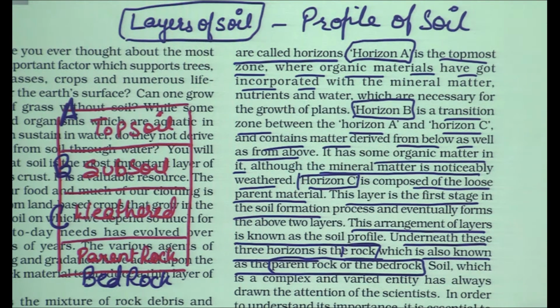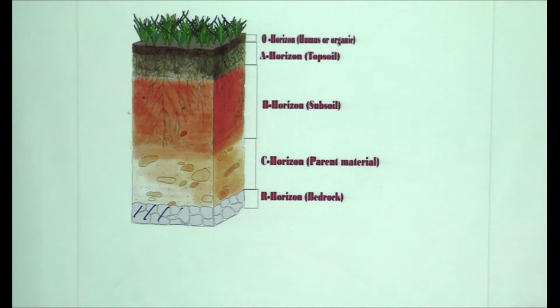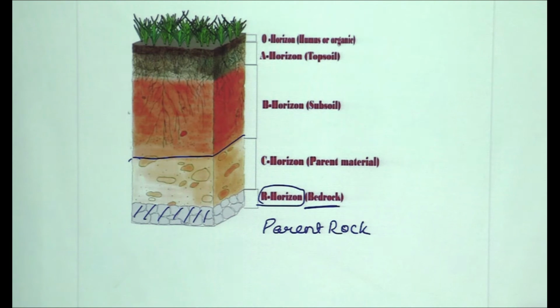Let us see this diagram. This will be bedrock, parent rock, and we can technically call it R horizon. D horizon also it is called, you can call it R horizon. What is this horizon? This horizon developed over parent rock is horizon C, the weathered rock.